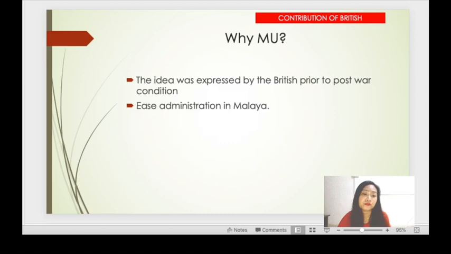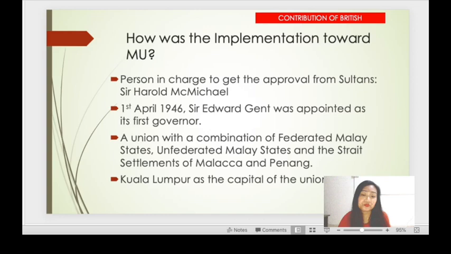Alright, so how was the implementation toward MU? The idea of the union was actually first expressed by the British in October 1945. Plans had been presented to the War Cabinet as early as May 1944, in the aftermath of the Second World War by the British Military Administration.